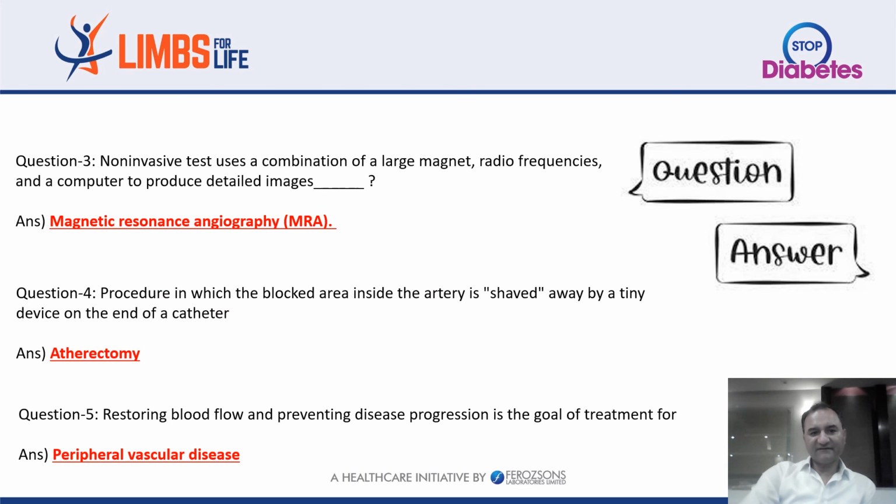Question number 3, non-invasive test uses a combination of a large magnet, radio frequencies, and a computer to produce detailed images. And this procedure is called MRA, the magnetic resonance angiography. Question number 4, procedure in which the blocked area inside the artery is shaved away by a tiny device on the end of the catheter. It is called atherectomy. Question number 5, restoring blood flow and preventing disease progression is the goal of the treatment for peripheral vascular disease.